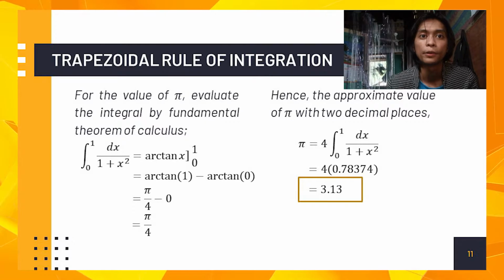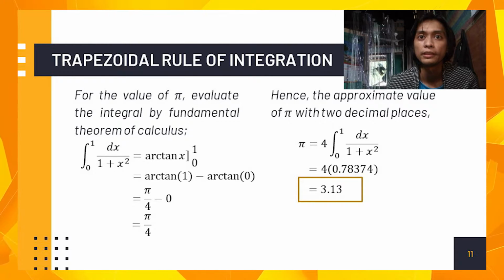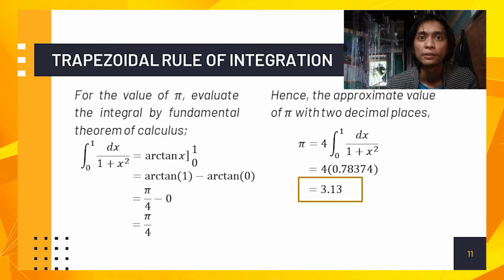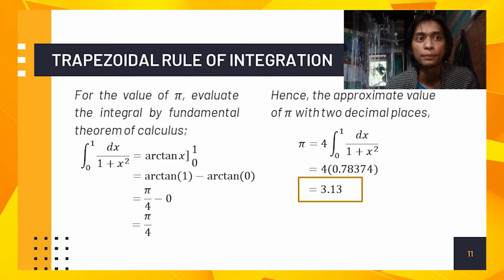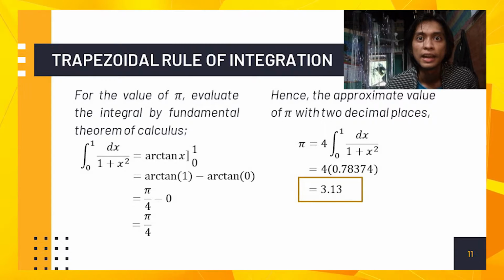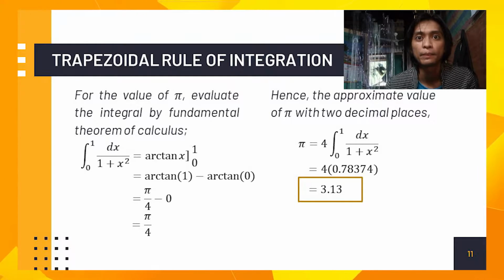Now we solve for pi. Equate them to the integral of dx all over 1 plus x squared. We isolate pi and we get 4 times the integral of dx all over 1 plus x squared, which we already get the value from the previous by using the table, and that is 0.78374, and then we simply plug that in and multiply by 4, and then we get the value of pi, 3.13.